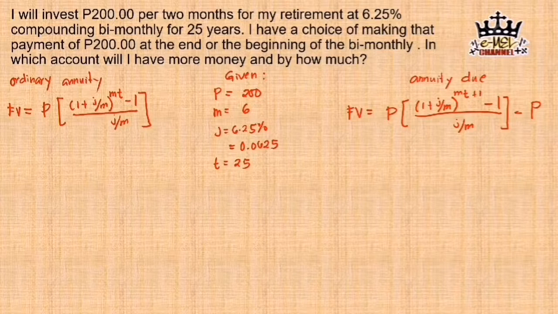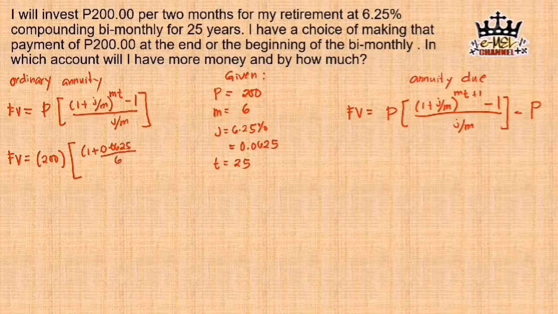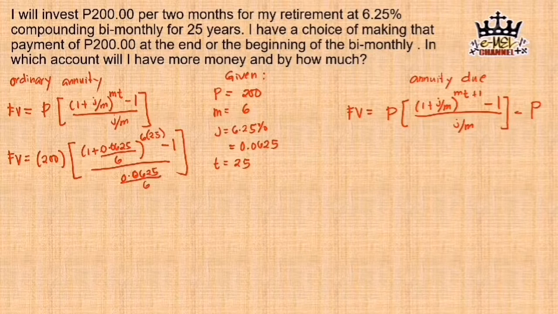First, let us solve the ordinary annuity by substitution. FV equals the periodic payment of 200 pesos times the quantity 1 plus 0.0625 over 6, raised to the power of 6 times 25 years, minus 1, then over 0.0625 over 6. Using our cell phone, let's follow this process.